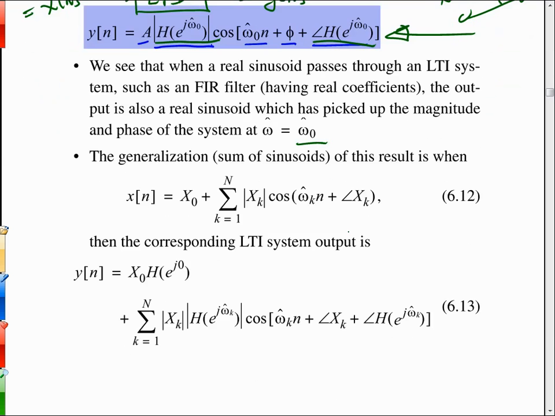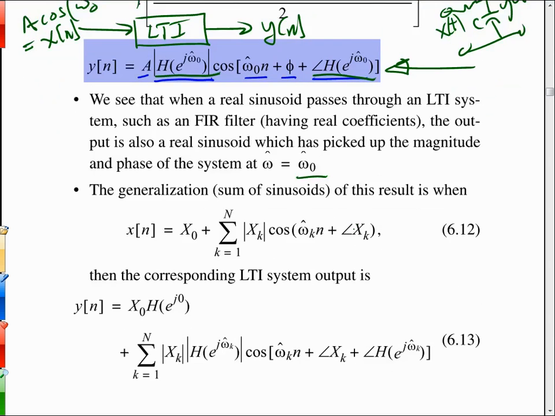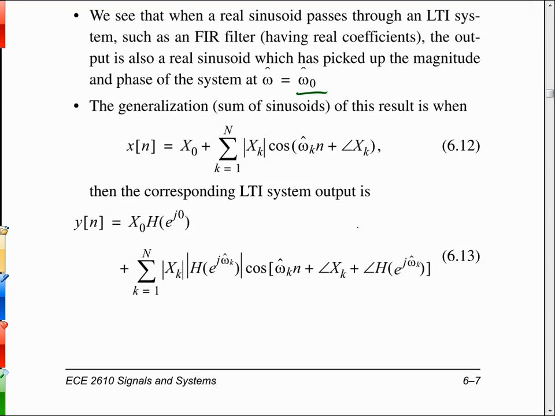A generalization of this result, the super version of what's on the top of this page, is if we put in a sum of sinusoids, possibly a DC component, and a bunch of sinusoids all with different magnitudes and phases and different frequencies, then the output will be the input DC value picking up the DC gain of the system. In other words, we take the frequency response and insert omega equals 0, and that gives us the DC gain of the filter. That's how much the output DC term changes by.